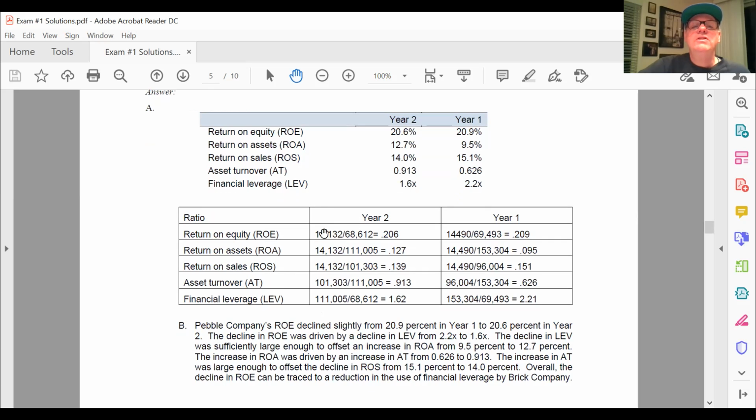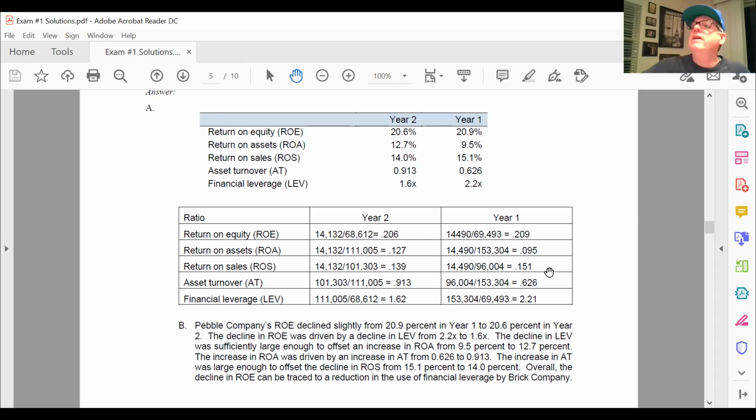So very simple calculation here. Return on equity is net income divided by equity, return on assets is net income divided by assets, return on sales is net income divided by sales, asset turnover is sales divided by total assets, and financial leverage is total assets divided by stockholders' equity. So here are the calculations that you get.